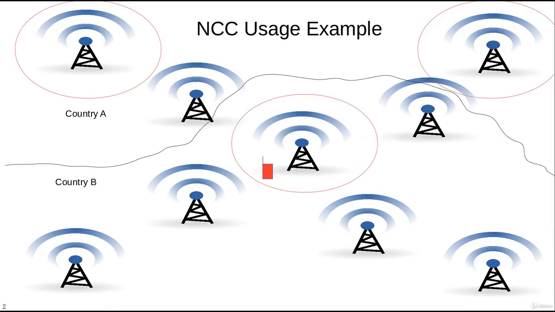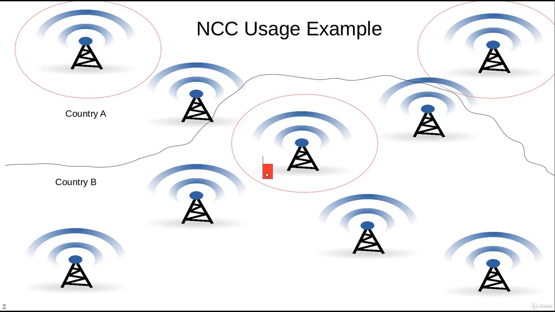Now we come to the usage of the network color code, and the network color code is especially useful in the case when you have borders between different countries, because it is possible that in country A there is an operator A which uses the same frequencies as an operator B in country B. So in that case, what would happen?